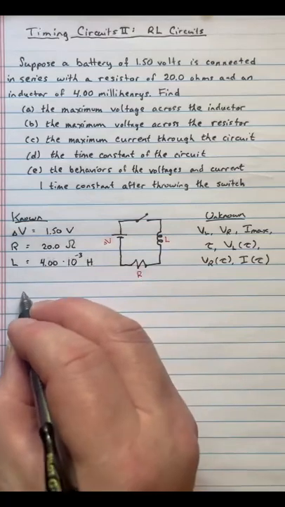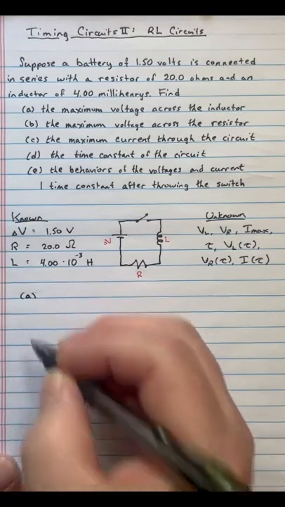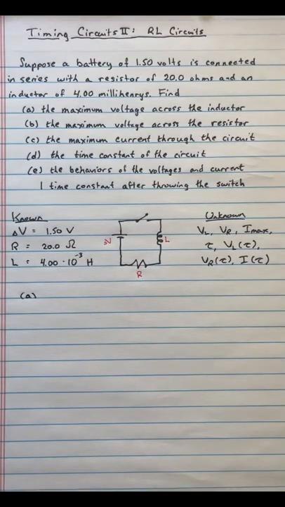That will have some interesting consequences as to what happens. So let's go through everything. Sometimes we won't need to make a calculation, of course, other times we will. So we throw the switch and then we wait and we ask, what's the maximum voltage across the inductor? What's the maximum voltage across the resistor? So on and so forth.